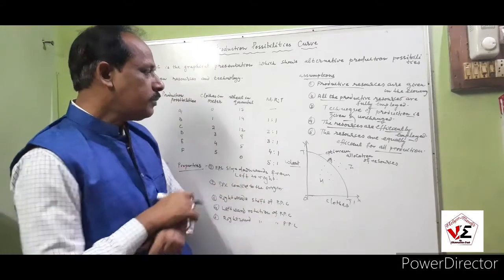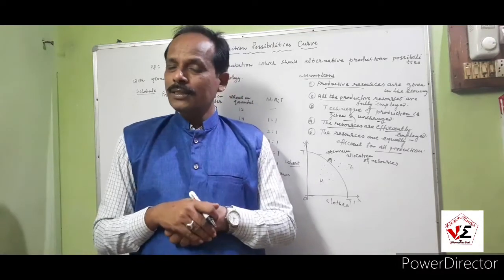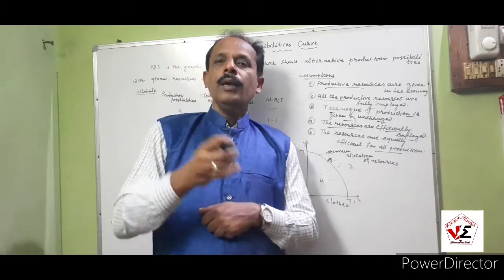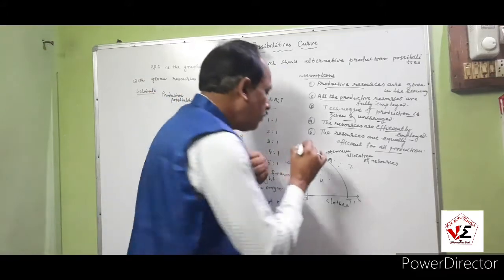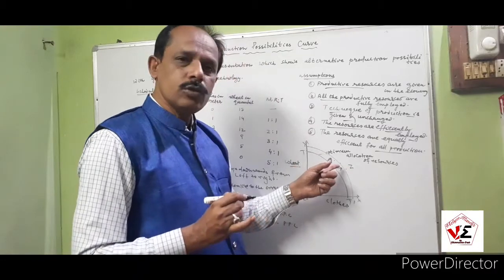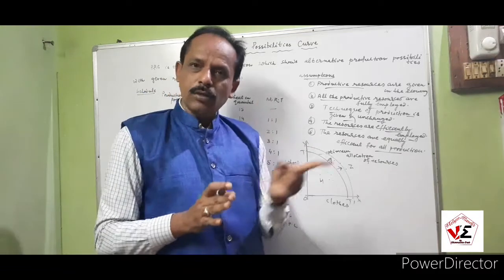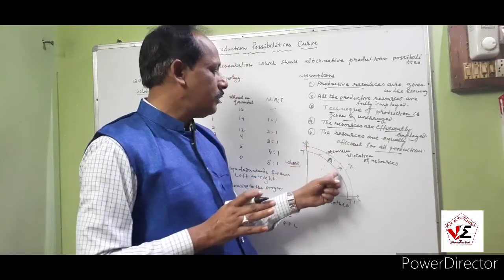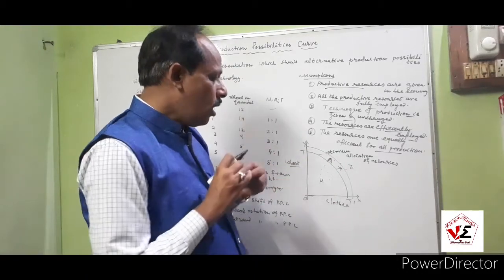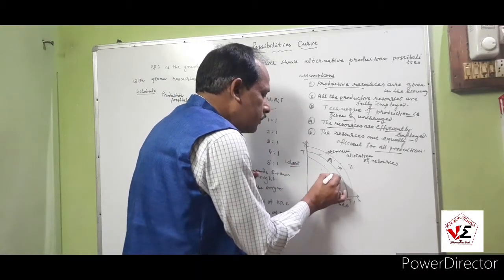Next, rightward shift of PPC. The PPC can be shifted towards the right if there is more utilization of resources, or if we introduce better technology. If better technology is introduced, then the PPC can be shifted from left to right. Like that, outdated technology or underutilization of resources means shifting of the PPC towards the origin.